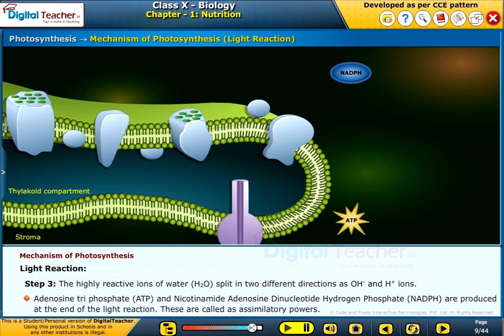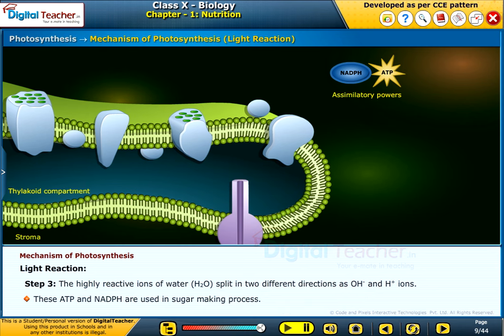Adenosine triphosphate (ATP) and nicotinamide adenine dinucleotide phosphate hydrogen (NADPH) are produced at the end of the light reaction. These are called assimilatory powers. These ATP and NADPH are used in the sugar making process. Let us learn about dark reaction.